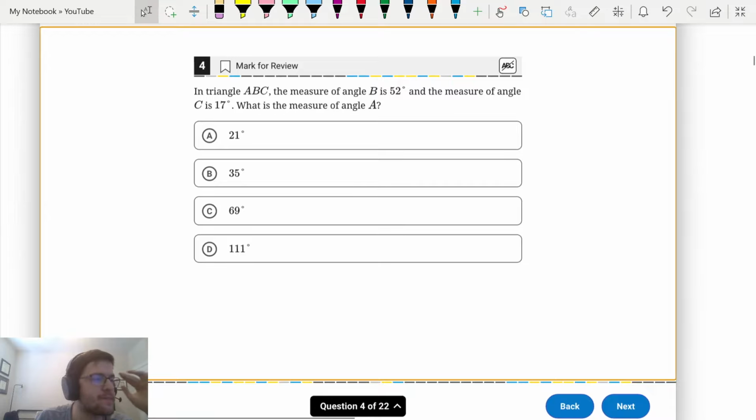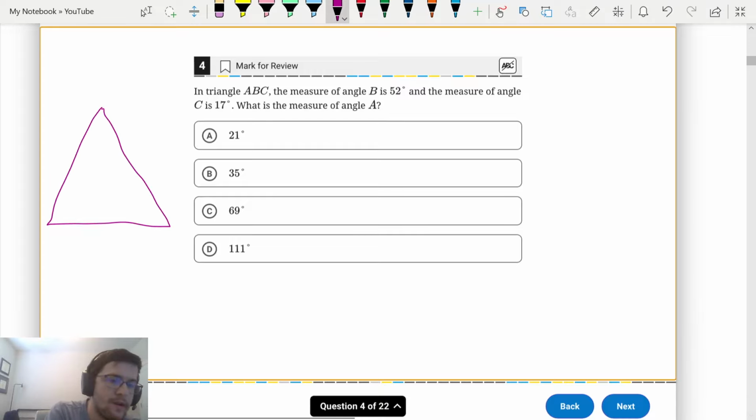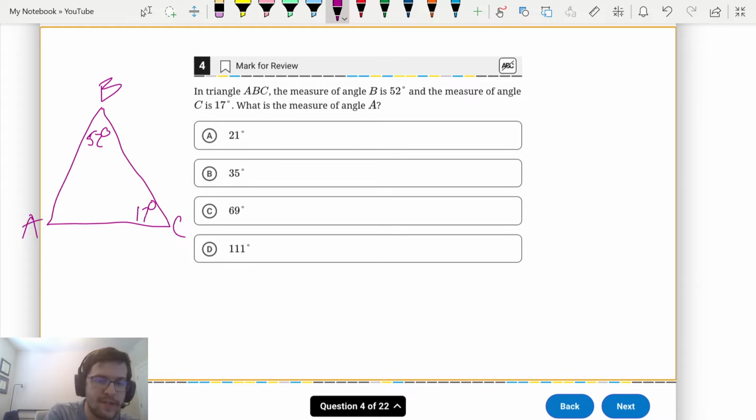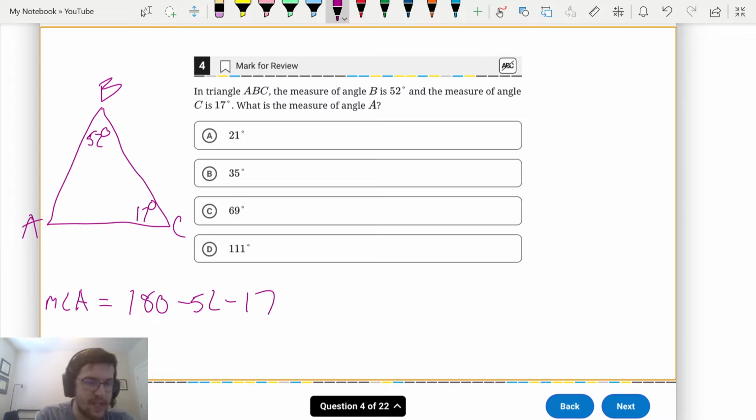All right, let's look at question 4. So this one tells us we have a triangle, and I always like to make a picture. So triangle ABC, doesn't matter how you label it, as long as you're consistent. So B is 52 degrees, C is 17 degrees. What is A? So triangles have to add up to 180 degrees. You got to know that. So we're going to do 180 minus 52 minus 17. And if you just type that in your calculator real quick, you get 111. So the answer for this one is D. All right, let's keep going.